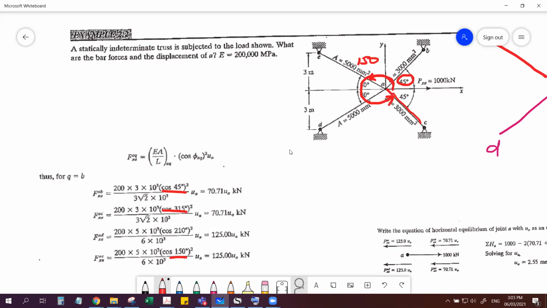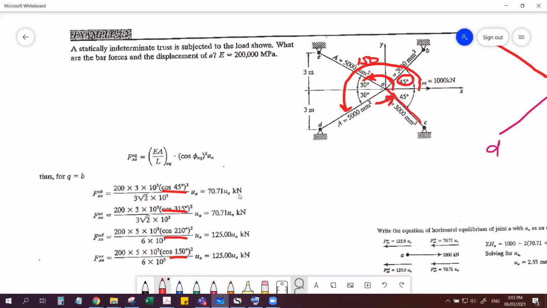For AD, where is our D? This one. From here going there. So that is 270 minus 60, sorry, 30. Oh, sorry, 60. 270 minus 60 is 210.